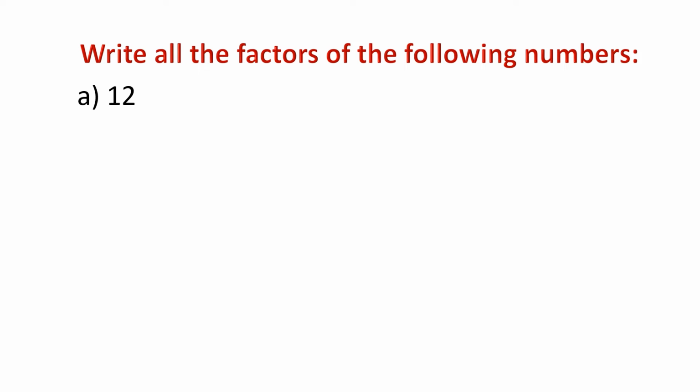Next is write all the factors of the following numbers. Question number A. 12. We know that to find the factors of a number, we divide the number by the natural numbers 1, 2, 3 and so on. First, write the number as a product of two positive numbers.